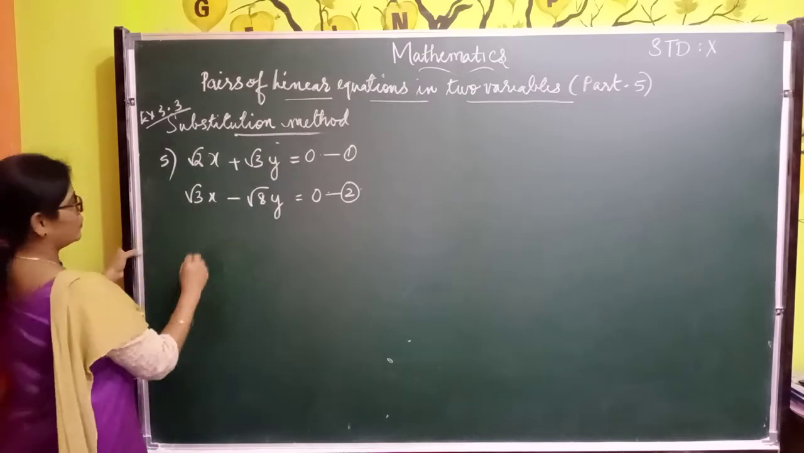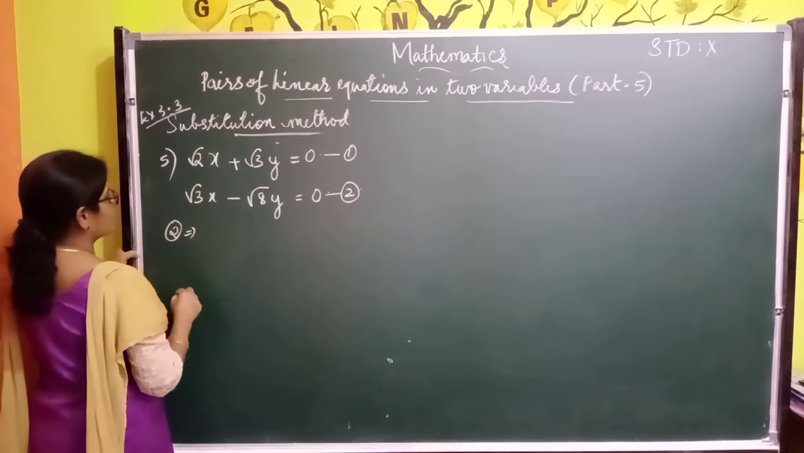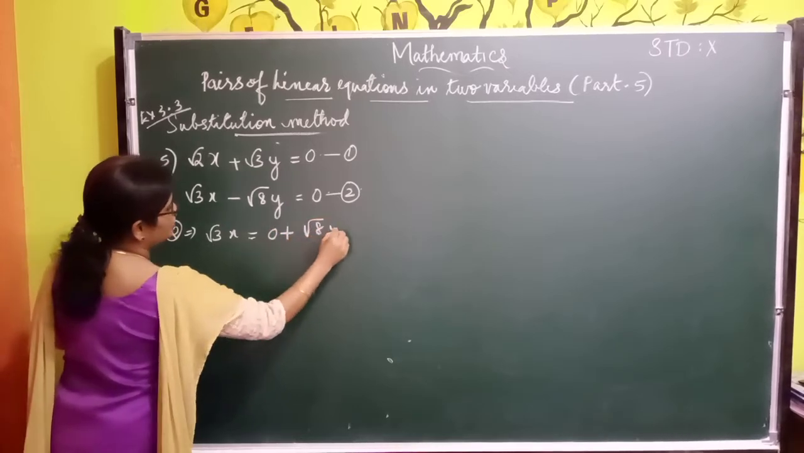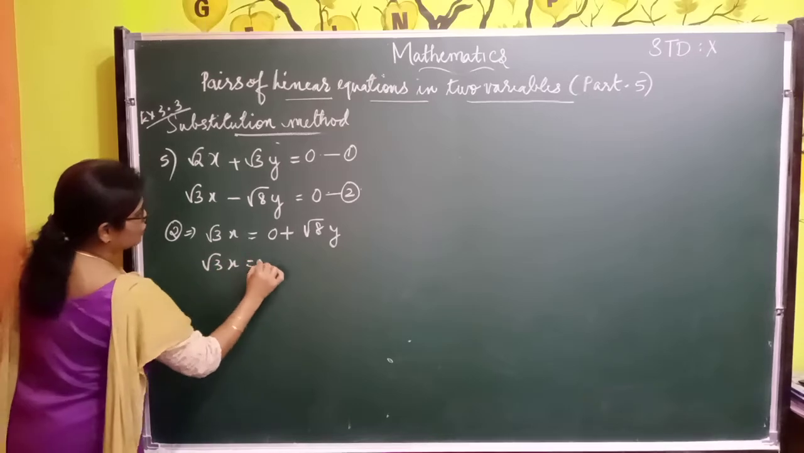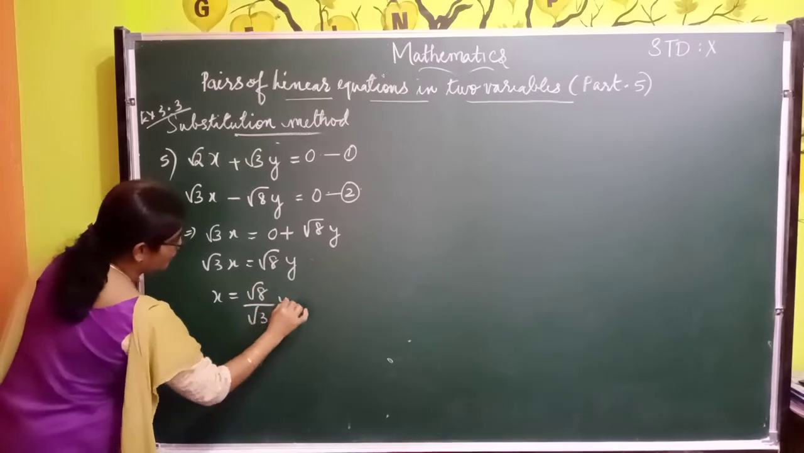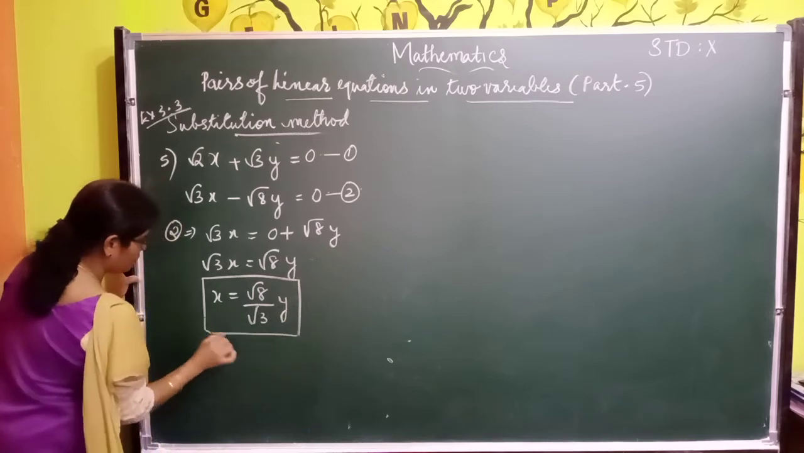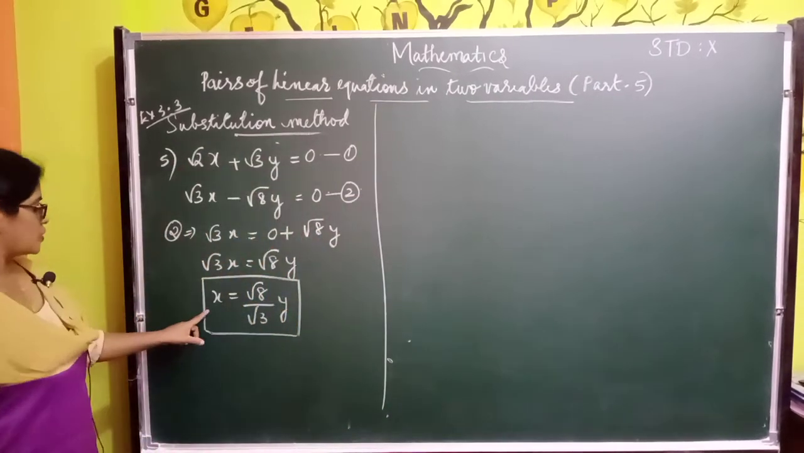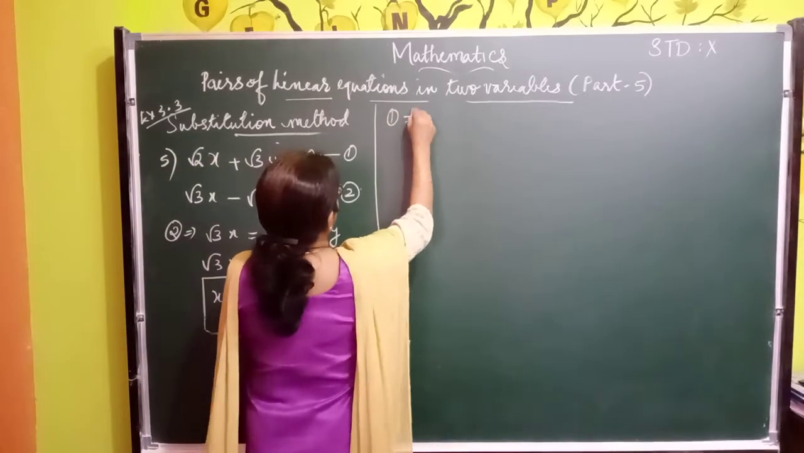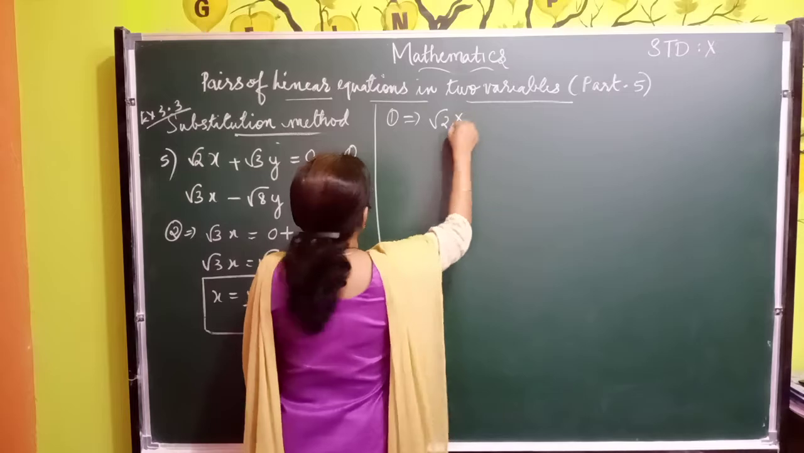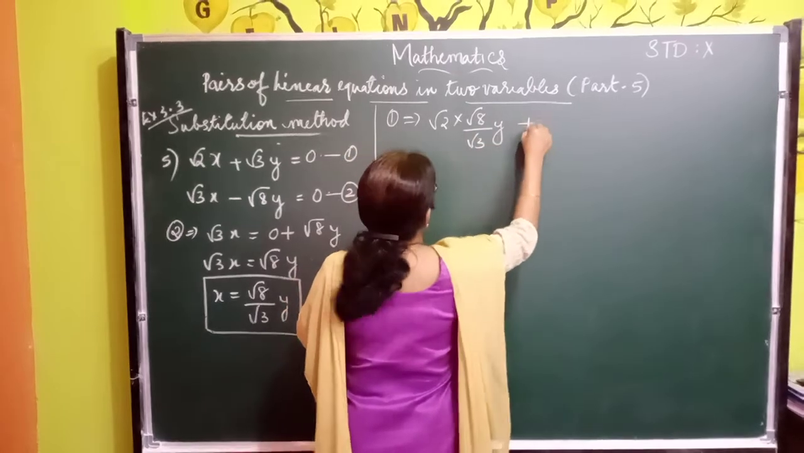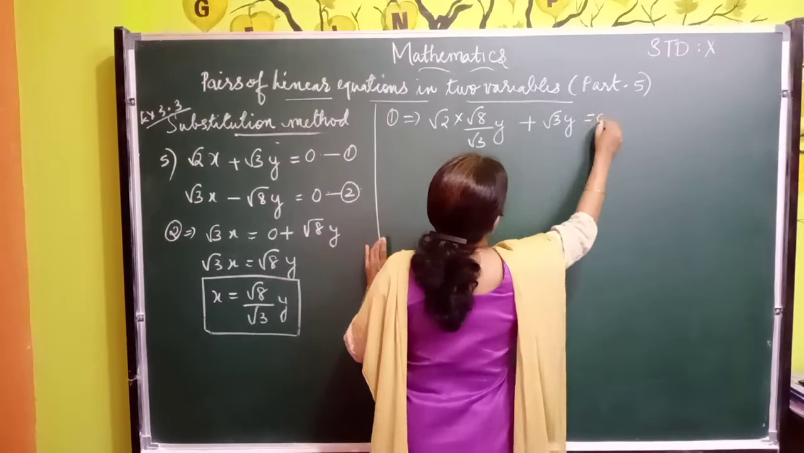Now, from equation 2, so I'm going to do with equation 2. So root 3x is equal to 0 plus root 8y. Therefore root 3x is equal to root 8y and x is equal to root 8 by root 3 y. Now, equation 1. Let us substitute. Root 2 into, what is x here? Root 8 by root 3 y plus root 3 y is equal to 0.